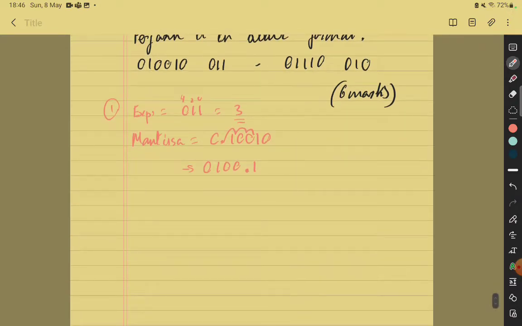And then the second number, the exponent, that's 010: units, 2's, 4's. So that's equal to 2. And the mantissa is equal to 01110. Don't forget the decimal point. How many times do we shift it? Twice: 1, 2. So the number is equal to 011.10.